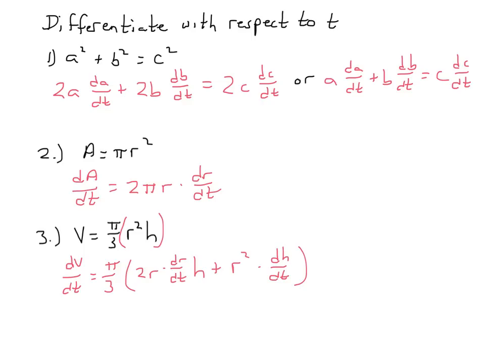Now, as you go through on these, each time you have to take a look at the information that you're given, what you're trying to find, the rates that you know, and in some cases you may have to identify some sort of relationship that you can use to rewrite a problem, especially on a problem like this one where I had the volume in terms of r and h. Try to rewrite that problem in terms of just r or just h based on additional information that you're told in the problem.